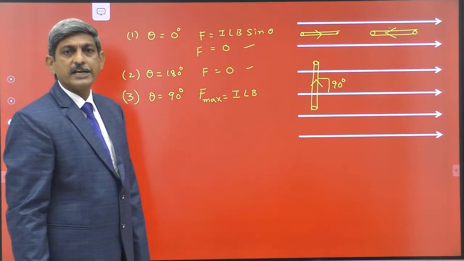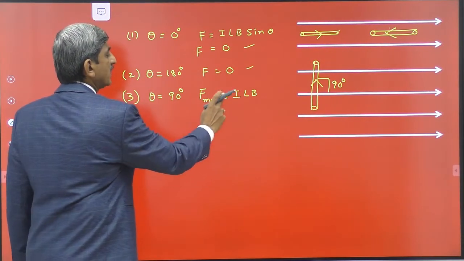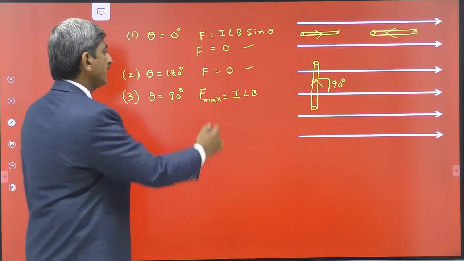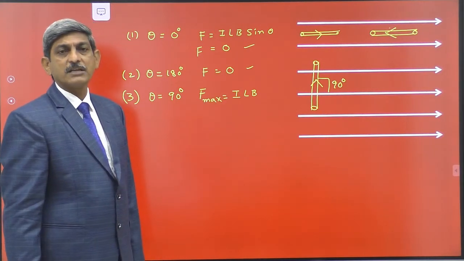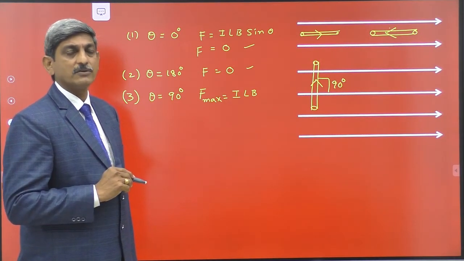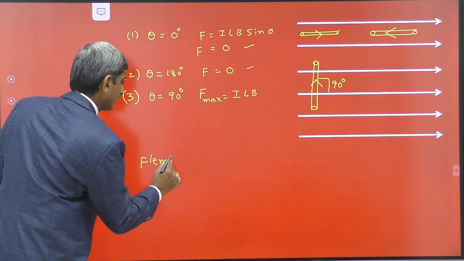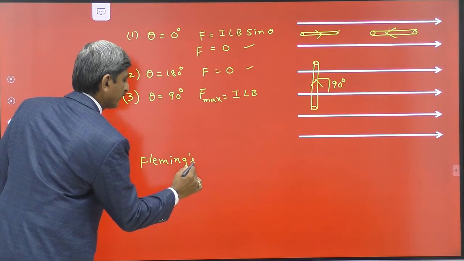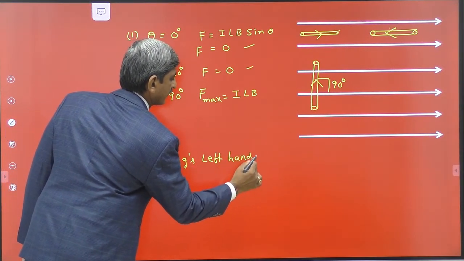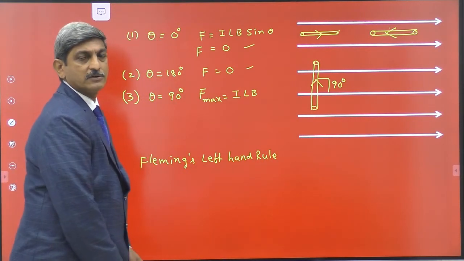If the current carrying conductor is held perpendicular to the magnetic field, the force is maximum, and that maximum force is given by ILB. In this case, the direction of the force can be decided by Fleming's left hand rule. See, this is Fleming's left hand rule.